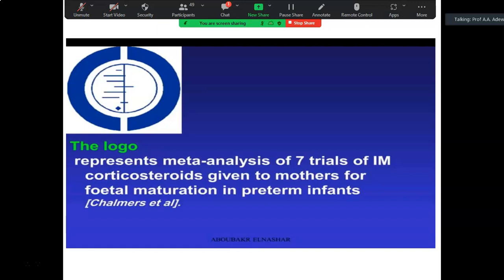I'm sure we are familiar with this logo, which is typical when you see a study that has had a meta-analysis done. You can see this circle. You can see that there are 1, 2, 3, 4, 5, 6, 7 studies here. You can see the confidence intervals, the lines. The vertical line is the line of no effect, and this diamond is the overall effect of all these studies combined.